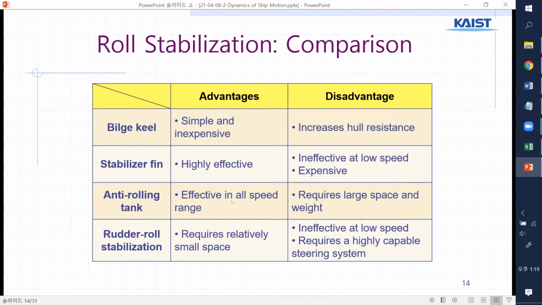The anti-rolling tank is effective in all speed ranges. Speed means ship speed. The stabilizer fin is not active at low ship speed, but the tank requires a large space for the water tank, the U-shaped tank. And rudder roll stabilization needs small space, but it is not very effective, since the same lifting force is used. And also the steering system should be bigger.